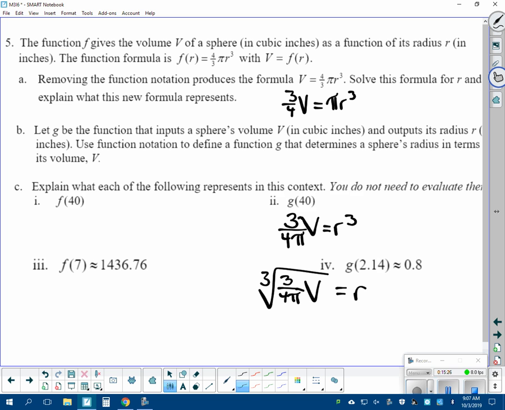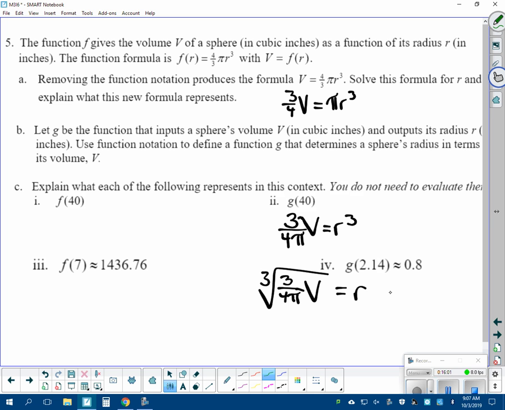What does that represent? Okay, this represents the radius in terms of volume. Good. It is radius in terms of volume. Okay, part B now. Let G be the function that inputs a sphere's volume and outputs its radius.